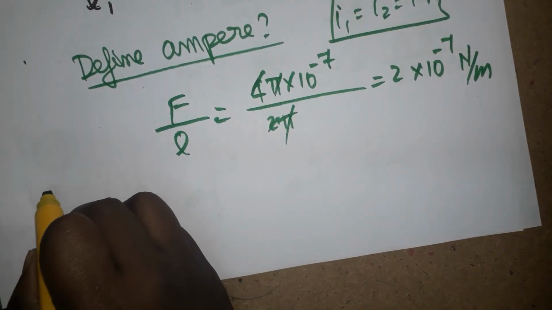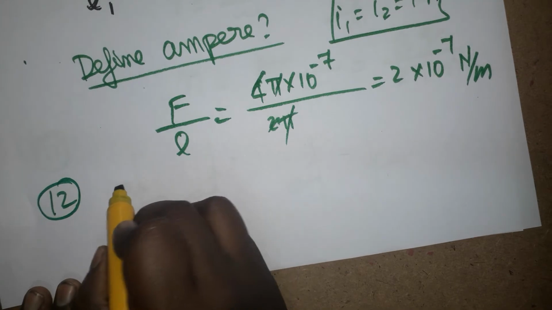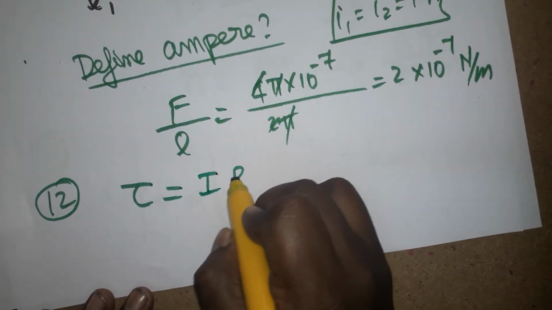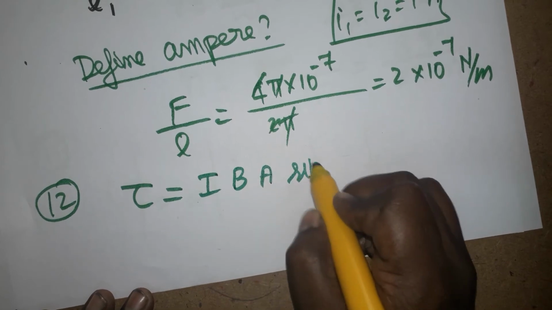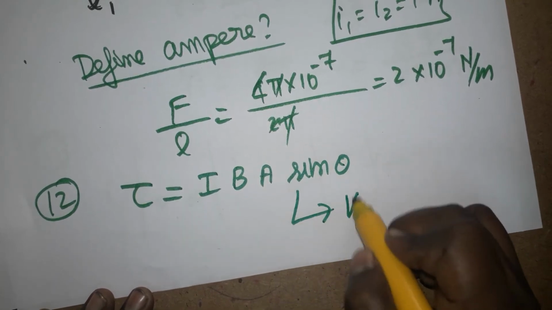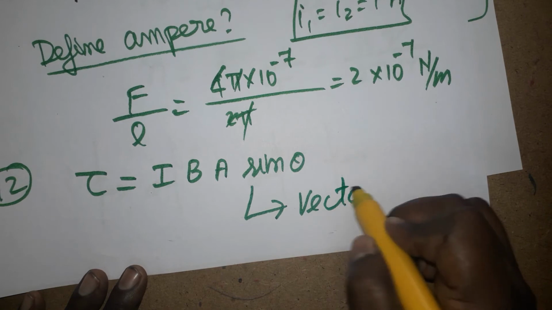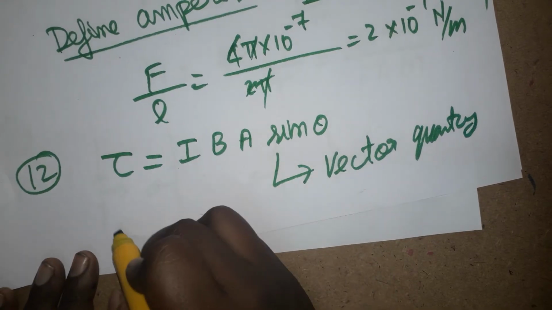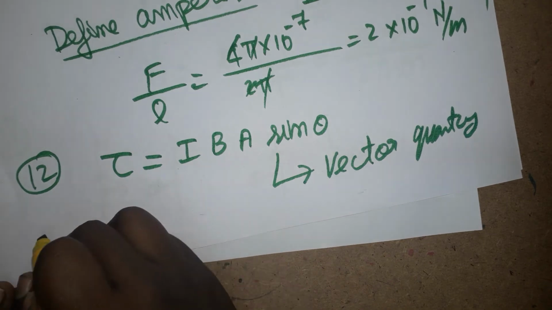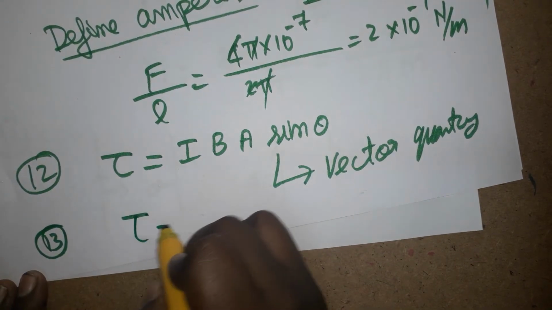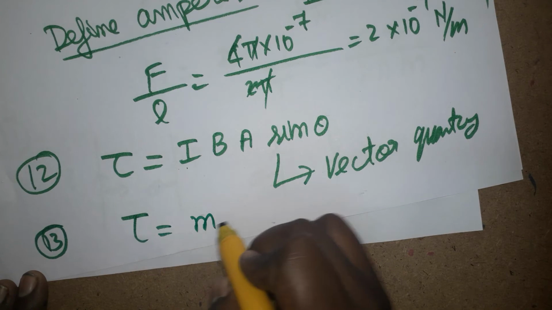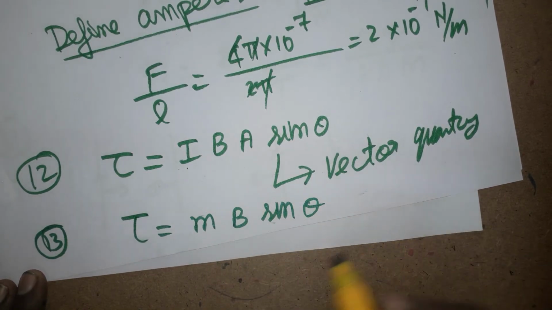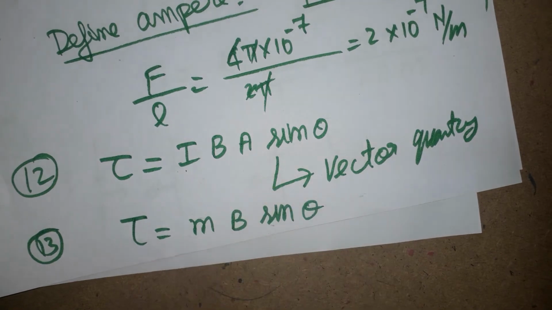Okay, next, formula number 12, torque. Torque is going to be I V A sin theta. Torque is a vector quantity. Wherever you get a cross product, you can take it as a vector quantity. The same we can write in terms of the magnetic dipole moment: torque is equal to small m B sin theta. This also is going to be a vector. That means m is equal to IA.